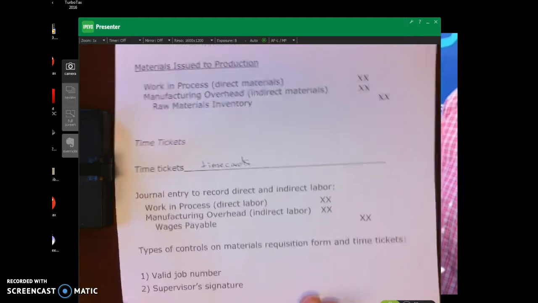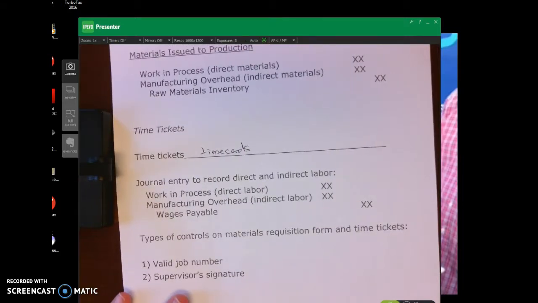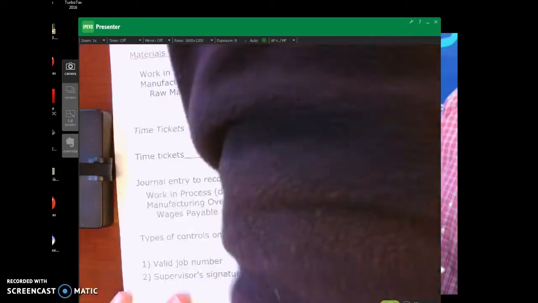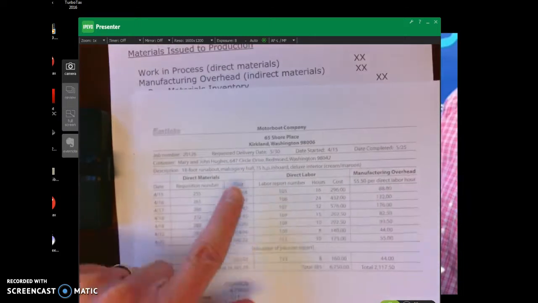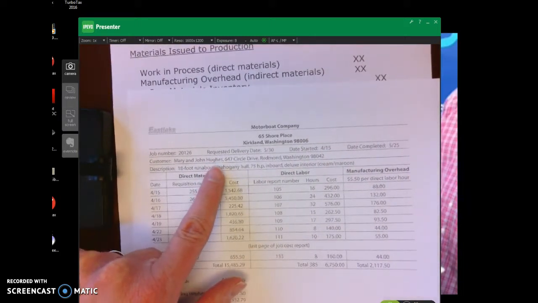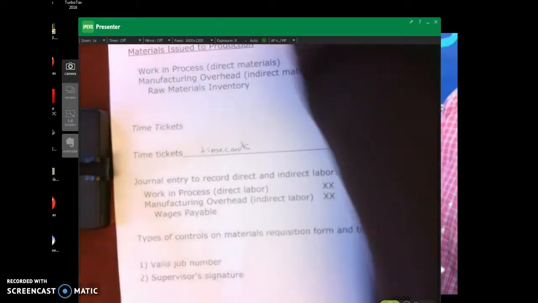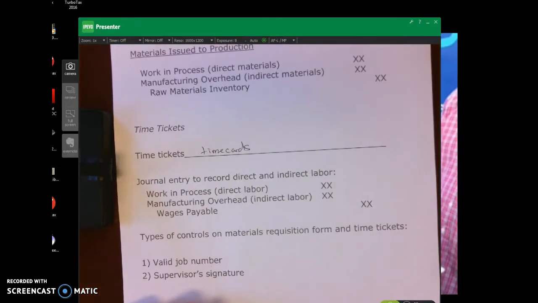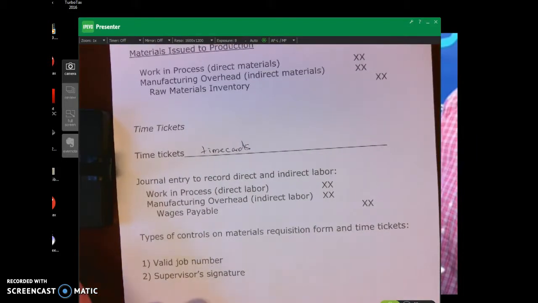There are a type of internal controls here that we need to make sure that we have on our materials requisition forms and on our time cards, we have to have a job number. So what basically this is saying is this job has to exist in order for us to start charging materials and time to that job. And of course, we would want to have the supervisor sign off on the time tickets.